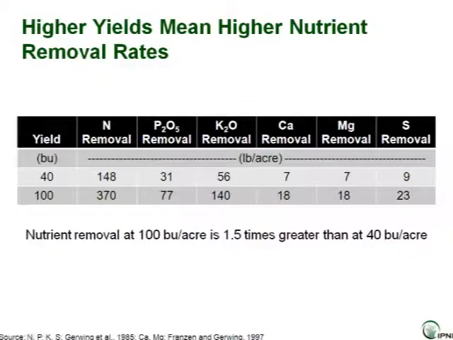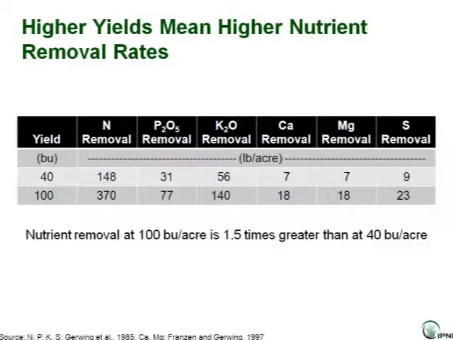So let's just take a look at what happens when we start growing these higher yields. If you take a look at the South Dakota Brookings County average yield back in the 90s and early 2000s, it was somewhere around 40 bushels. And you take a look at what the removal rates were for 40 bushels of beans, phosphate, I was removing about 31 pounds of P2O5, but if I grow 100 bushels, I'm now going to be removing 77 pounds of P2O5 per acre. And as I go from 40 bushels at 56 pounds of K2O, at 100 bushels, I'll be removing 140.